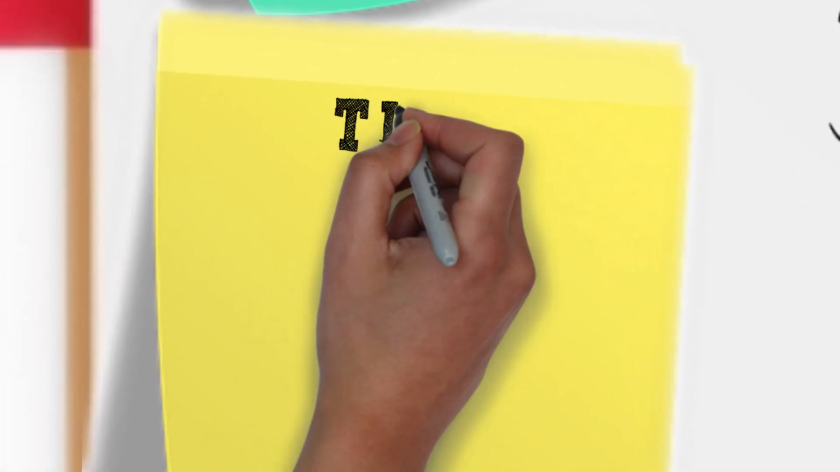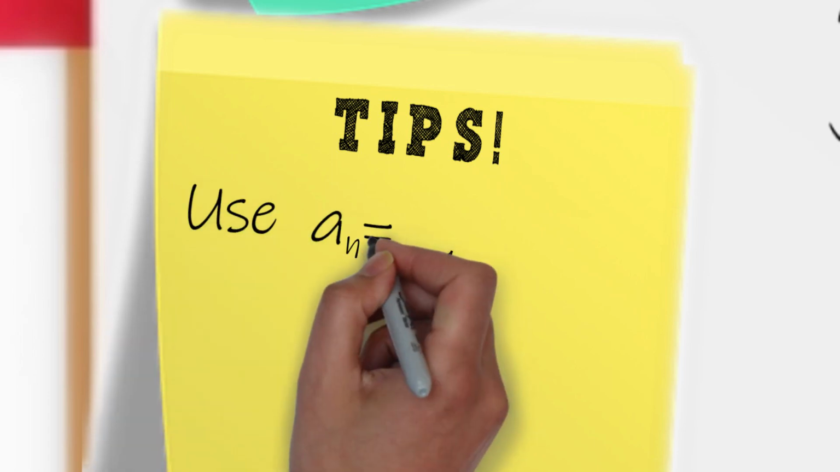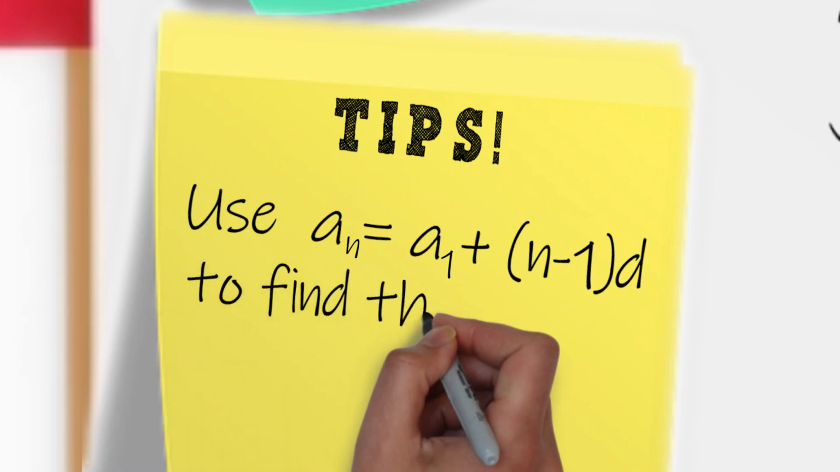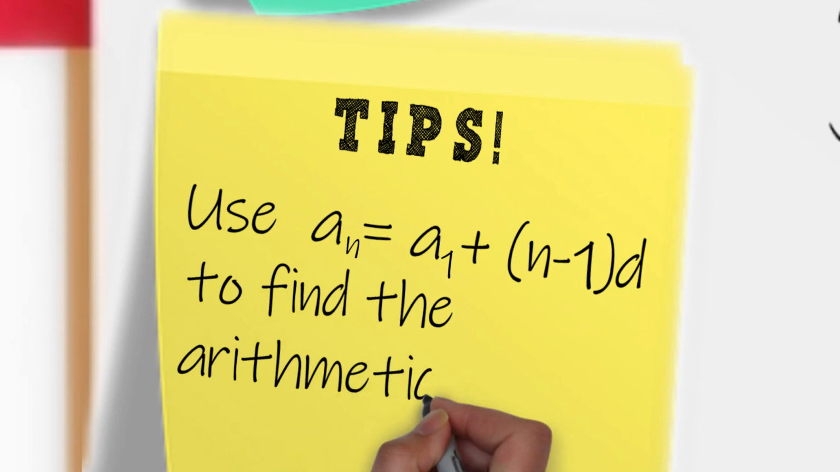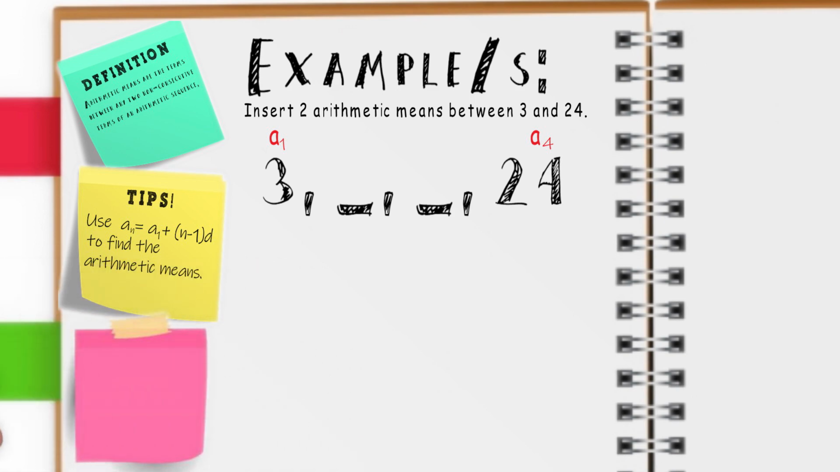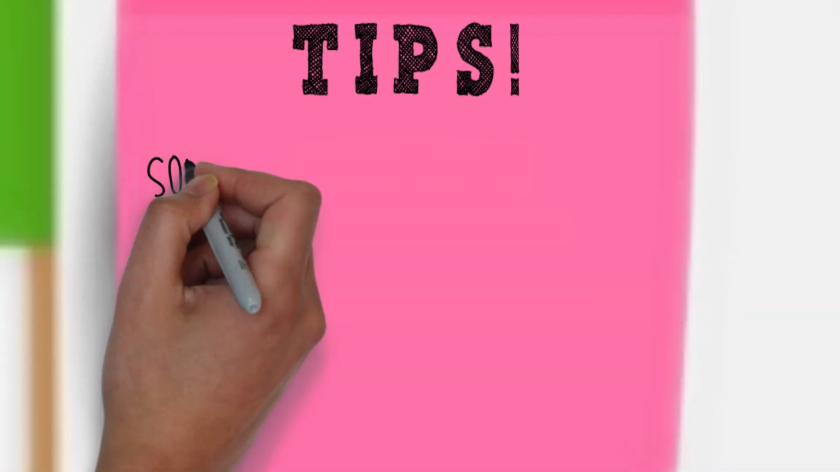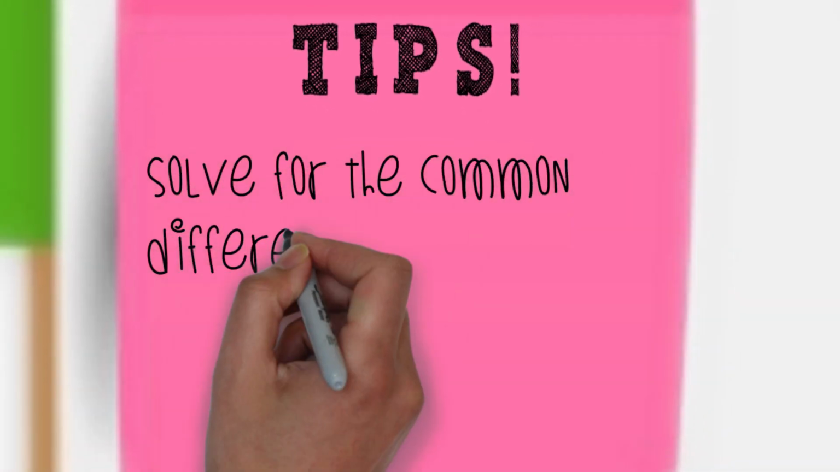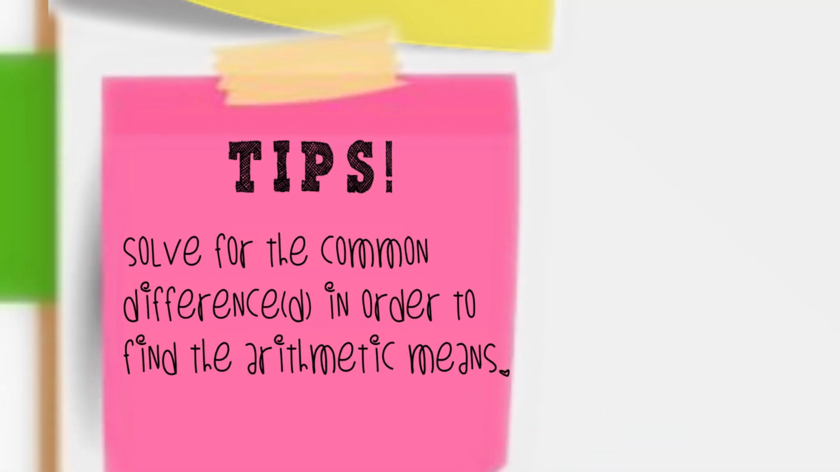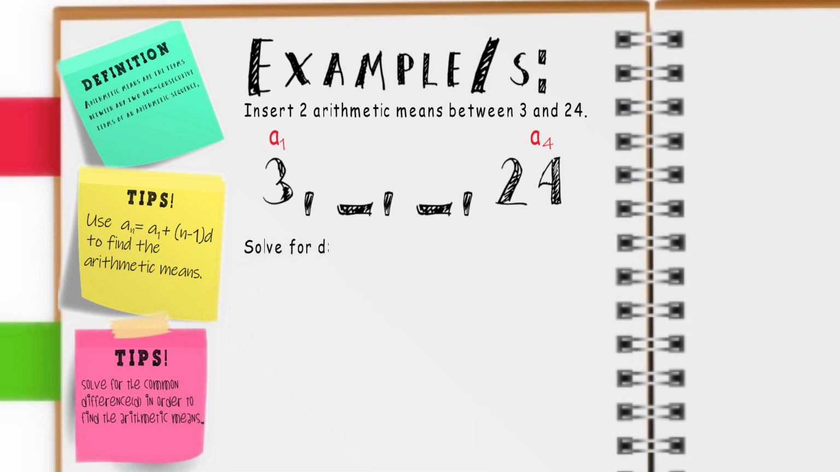And let's have some tips. Use our formula, a sub n is equal to a sub 1 plus the quantity of n minus 1 to be multiplied by the common difference, to find the arithmetic means. And let's have another one. Solve for the common difference in order to find the arithmetic means. So in this case, we would solve for the common difference, which is d, so that we can fill in the arithmetic means.